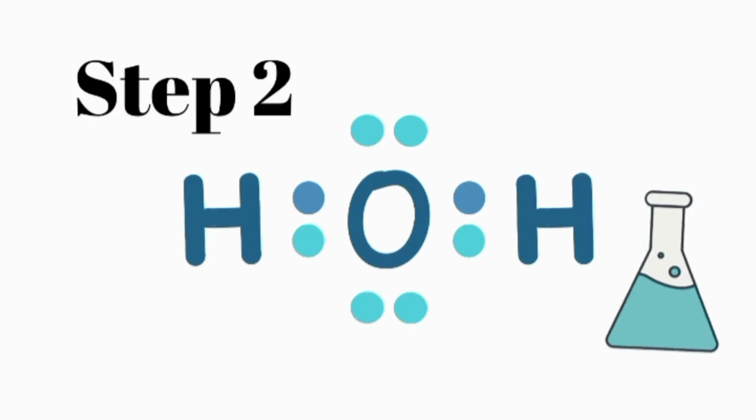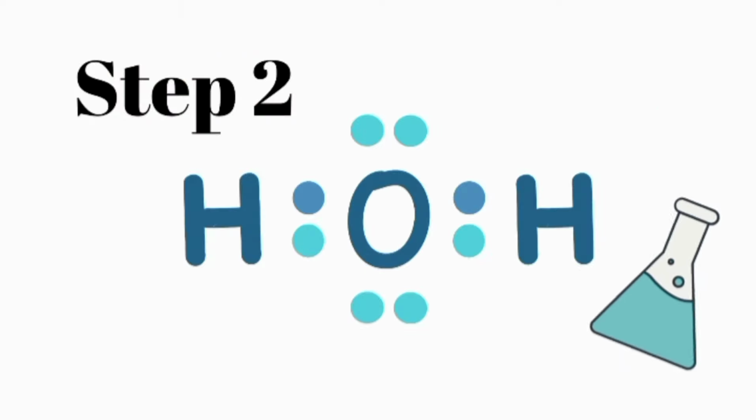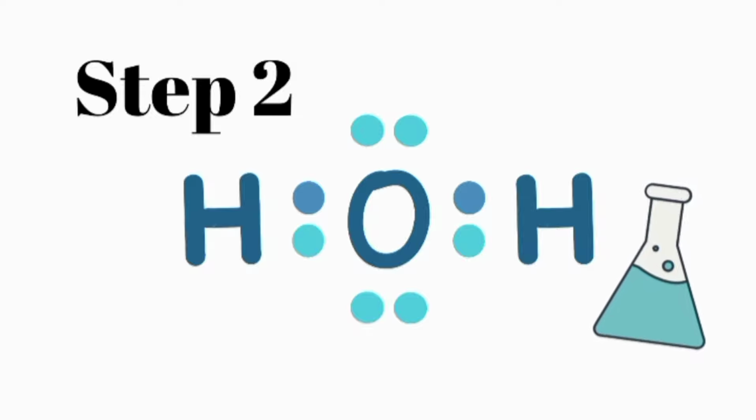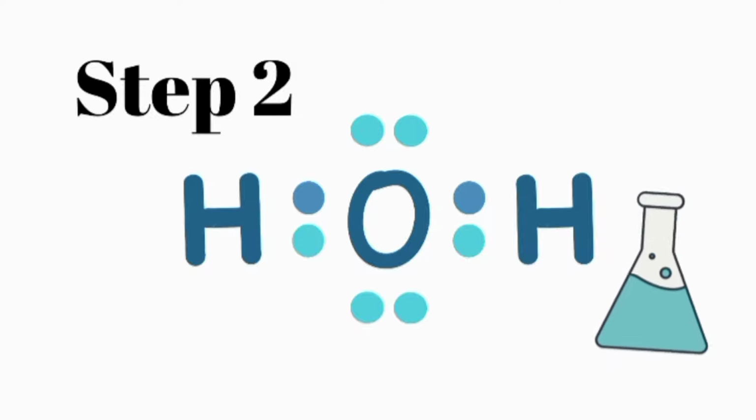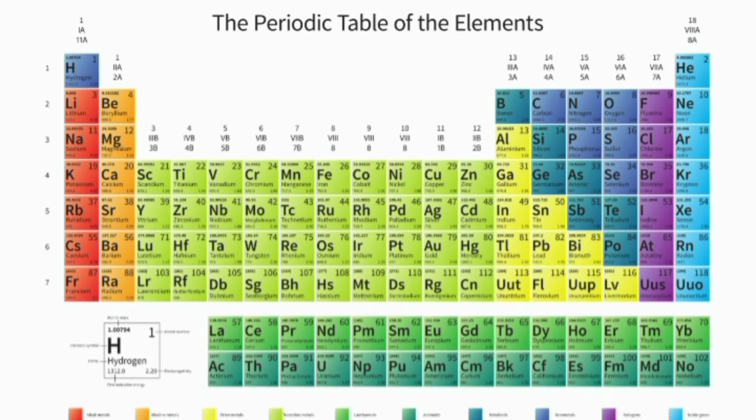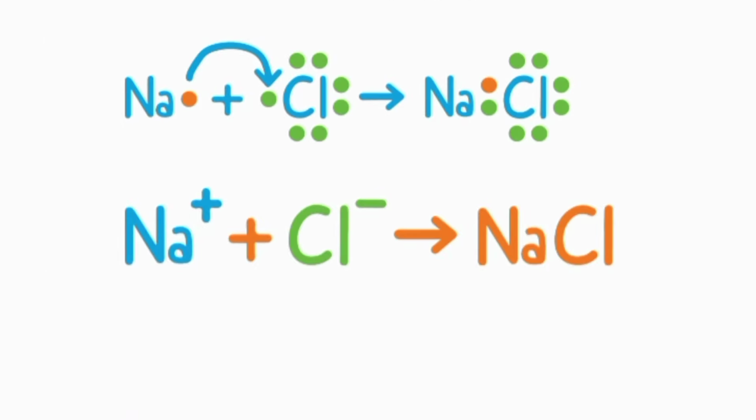Step 2. Determine the valency of each element. Use the periodic table to find the group number of each element. For elements in groups 1 to 17, the group number typically corresponds to the number of valence electrons. For elements in group 18, noble gases, they have a valency of 0 as they have a stable electron configuration. For transition metals, their valency can vary, so you might need a.